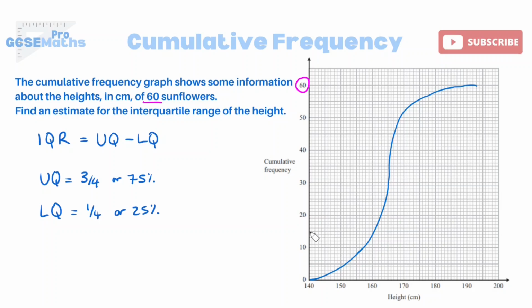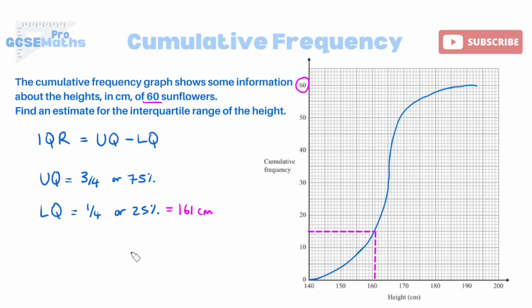So I need to come to, in this case, imagine sunflower number 15. Draw a line across, always from the y-axis for this topic, and then down to the x-axis. About there. So that looks like it's 1 square along from 160. Check the scale, it's 1 square is just 1 centimetre, isn't it? So I would go with the lower quartile being 161 centimetres.